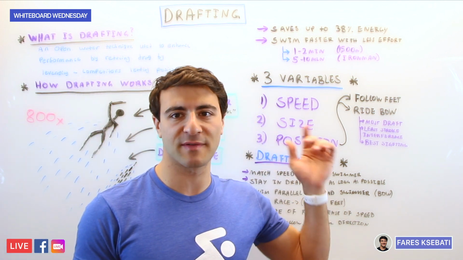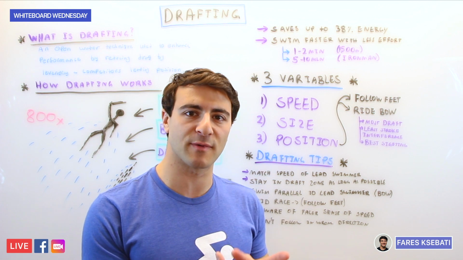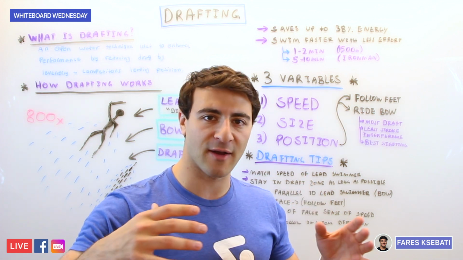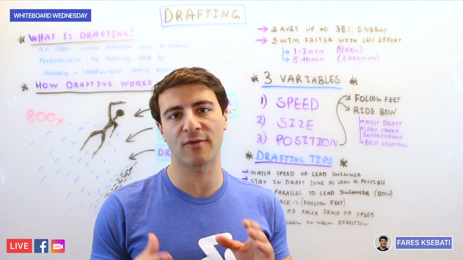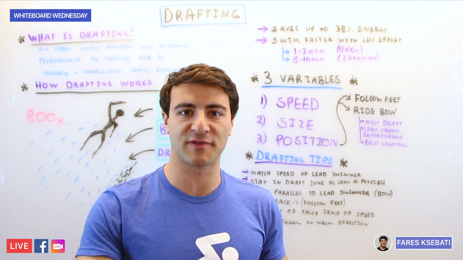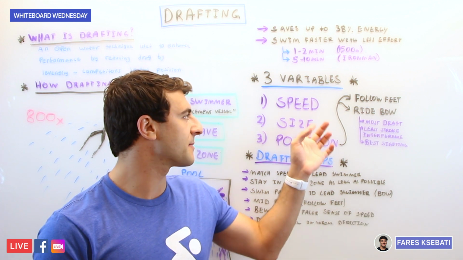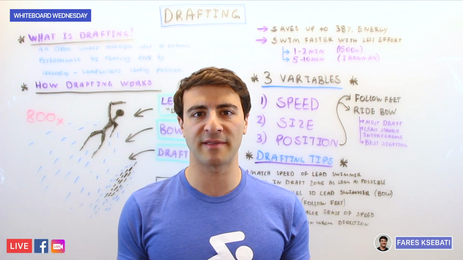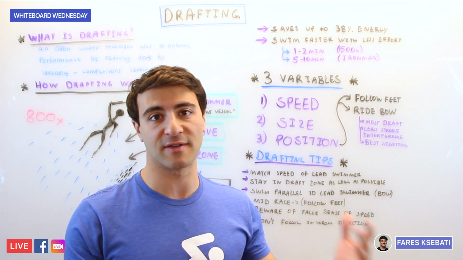The bigger the swimmer, the size is the second component. The bigger the swimmer and the more mass they carry, the more momentum they're going to have, and the bigger the draft is going to be. So these two functions, momentum is equal to mass times velocity. So the bigger the mass, the bigger the velocity, the bigger the momentum of this displacement vessel, the lead swimmer.